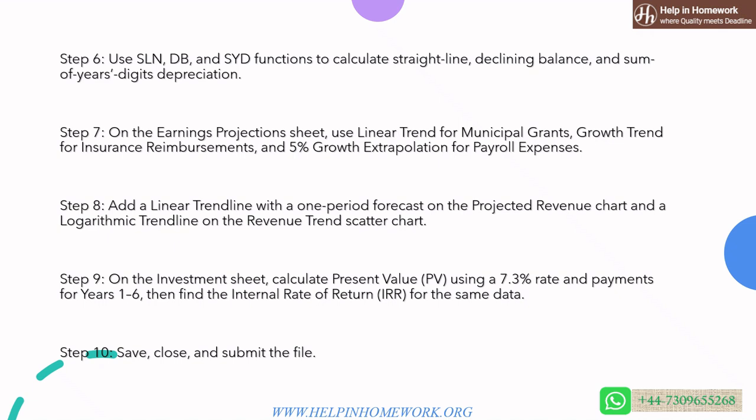Step 9, on the Investment sheet: Calculate present value, PV, using a 7.3% rate and payments for years 1-6. Then find the internal rate of return, IRR, for the same data. Step 10: Save, close, and submit the file.